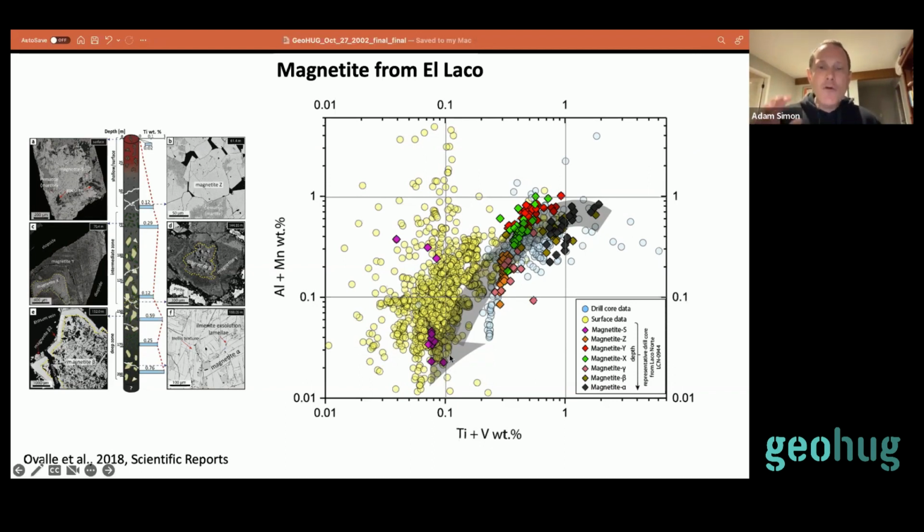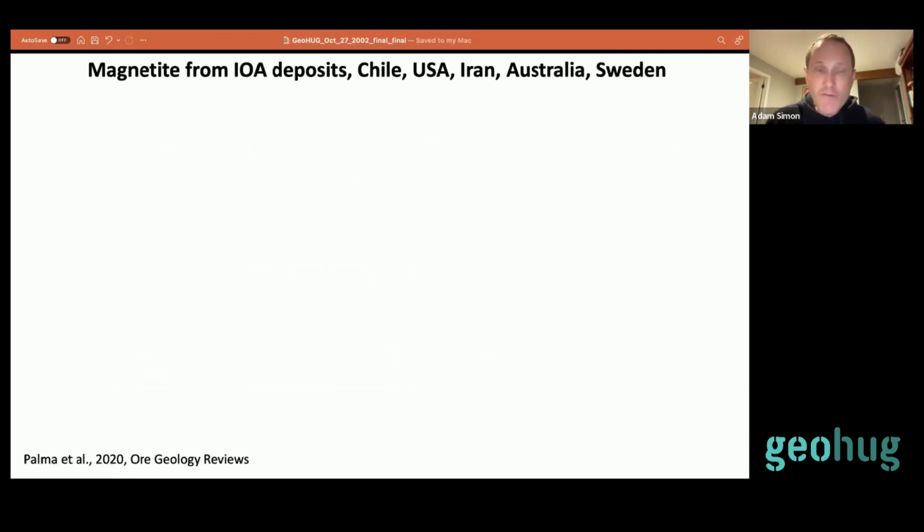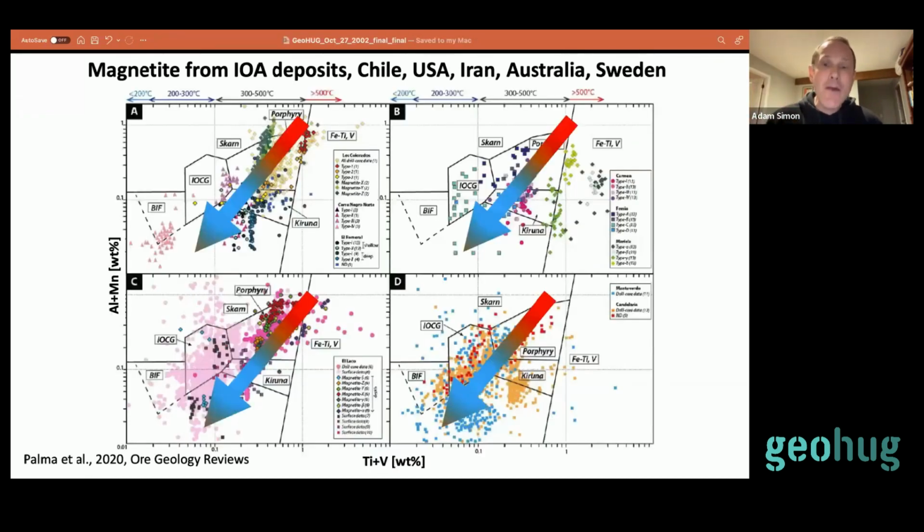And what the gray arrow shows you is that there is a systematic decrease in the concentrations of all minor and trace elements in magnetite from depth to surface. Now, let me repeat that. There's a systematic decrease in the minor and trace element concentrations of magnetite from depth to surface. And we see this everywhere we've looked. We've looked now at magnetite in IOA deposits in Chile, the USA, Iran, Australia, Sweden, you name it, we've looked at it. And if you have some that we haven't looked at, send me an email and we'll look at it. And we see the same exact trend in every system.